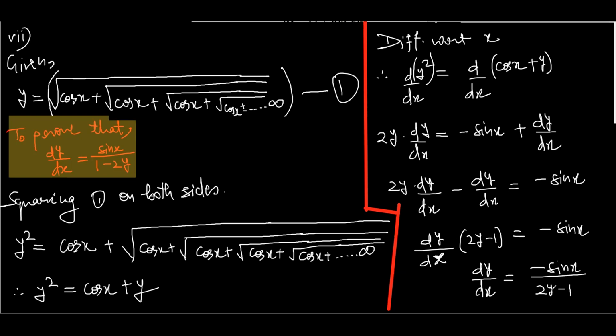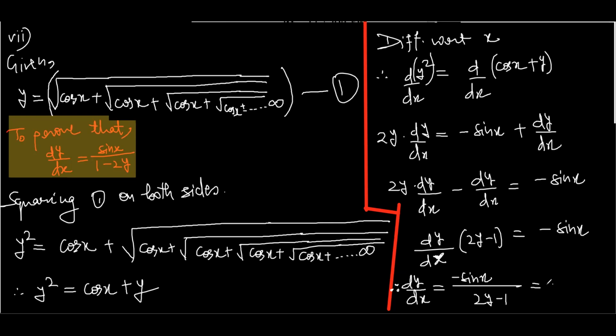You understand, the next step I will write, therefore dy by dx is, this bracket will be shifted on the right hand side, it will go in the denominator. So it is minus of sine x upon 2y minus 1. Now this negative sign, I will take this negative sign in the denominator. You got this? This negative sign, I will give it to the denominator.